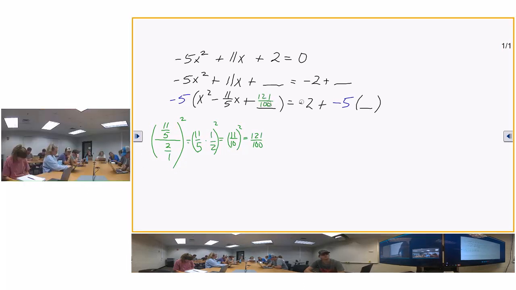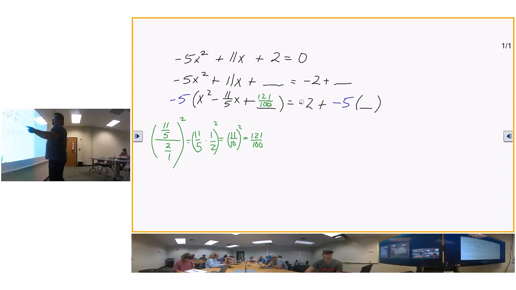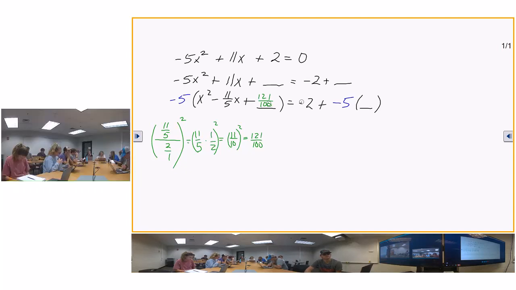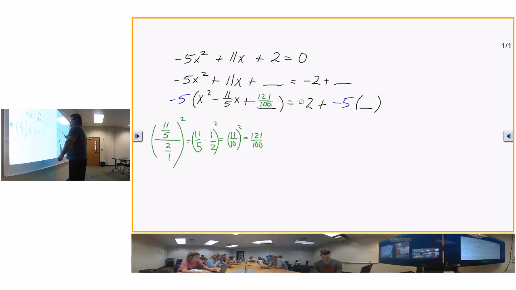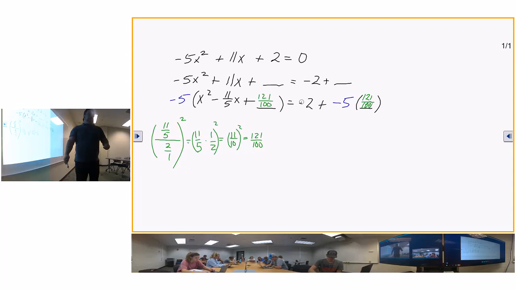The 11 over 5 is a shortcut, right? What do you do when you factor? When you factor out that -5, what do you do? Yeah, good point. Okay, I got you. 121 over 100. All right, finish it.